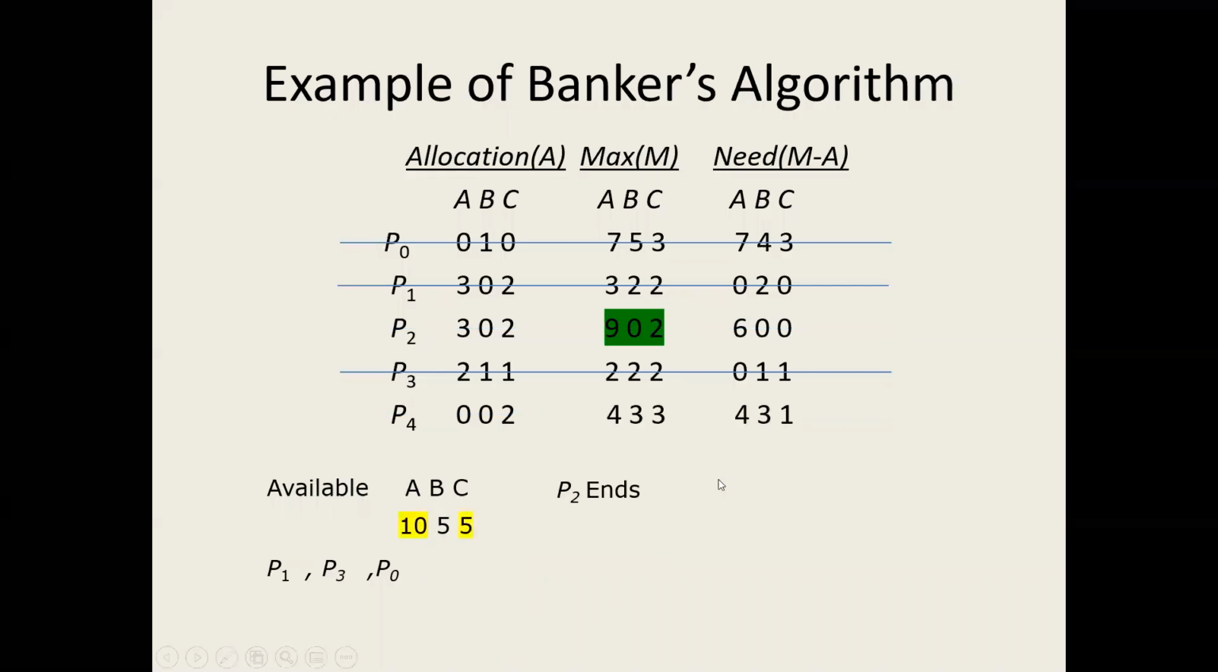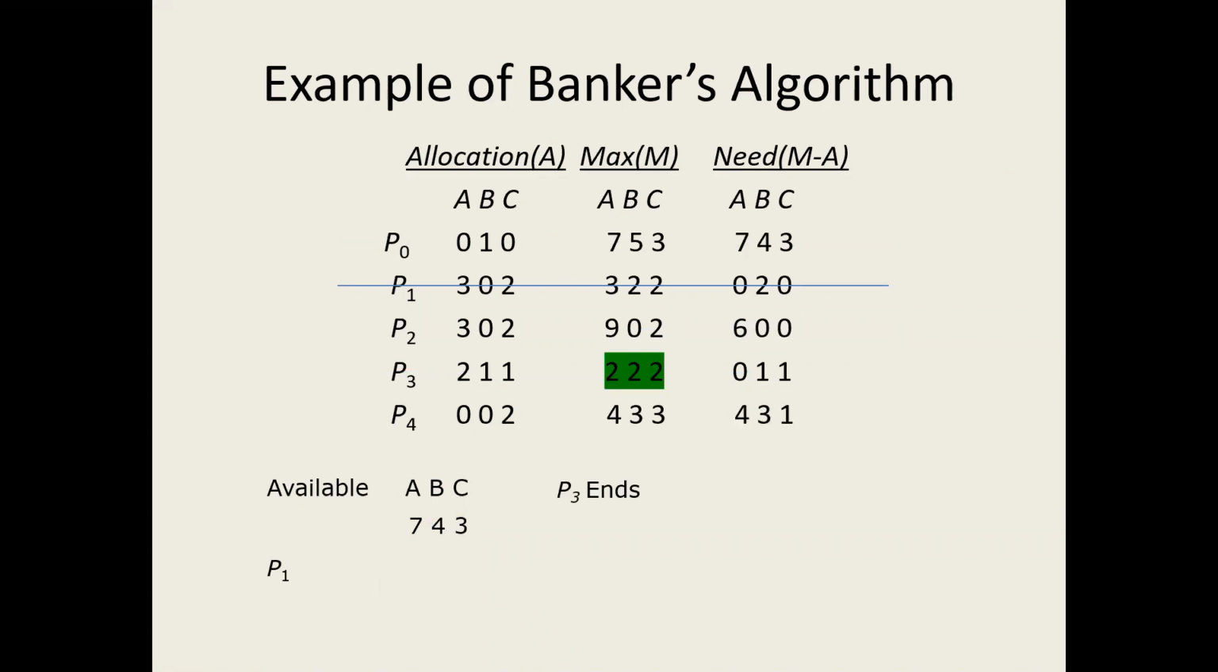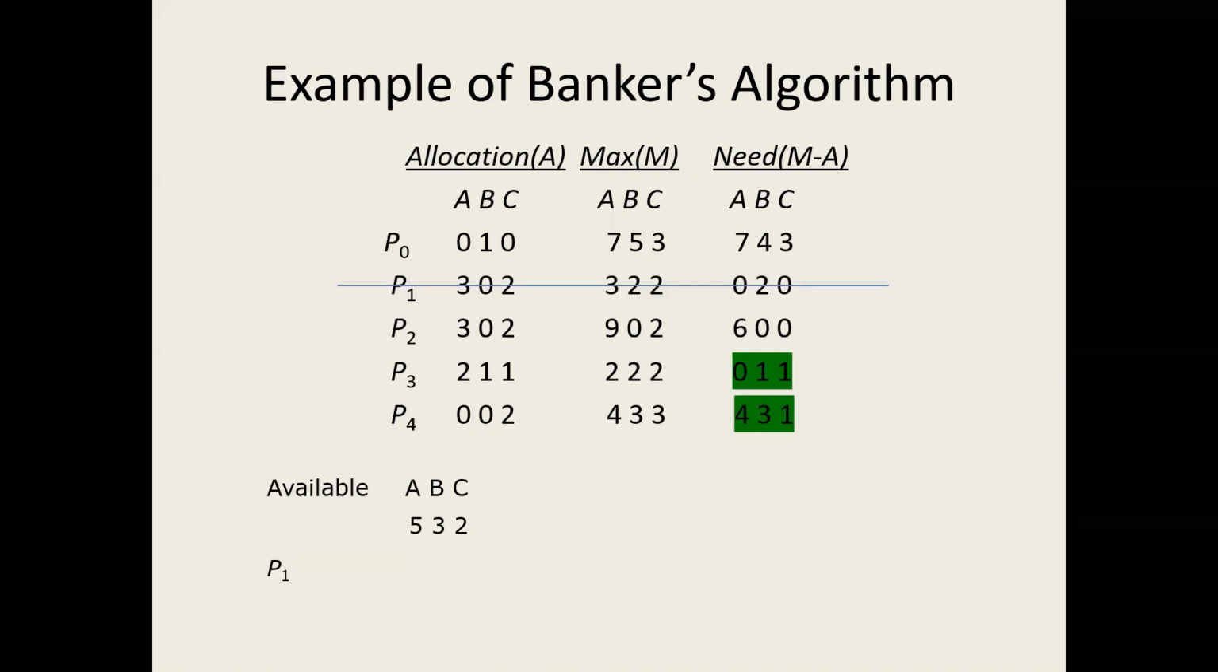So you can do it in a different order, but initially you have to start with P1, right? Because P1 is the only option we can start with. But after P1, right, then there are more resources available. After releasing the resources of P1, there are more resources available. That means we can either start with P3 or P4, right? So I started with P3. So you may have a sequence with P4. So that is also possible, right?